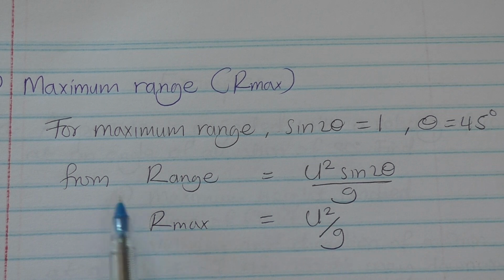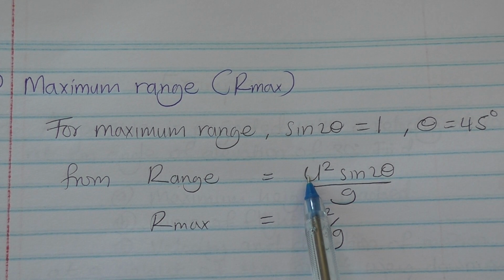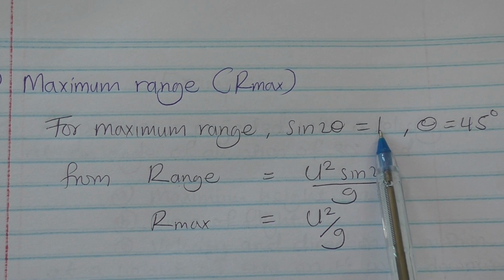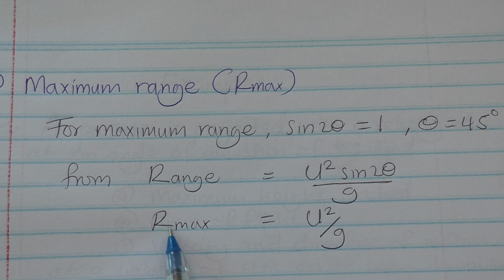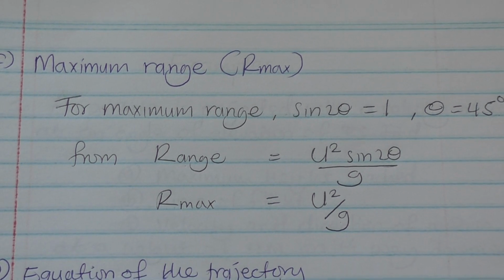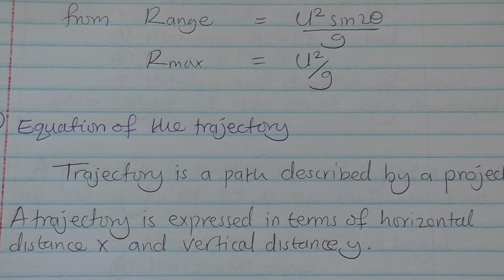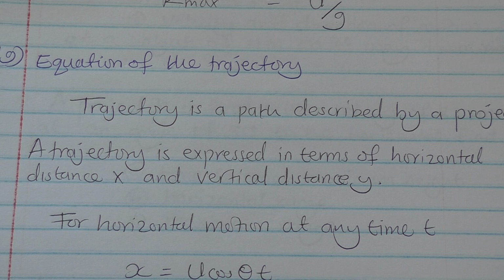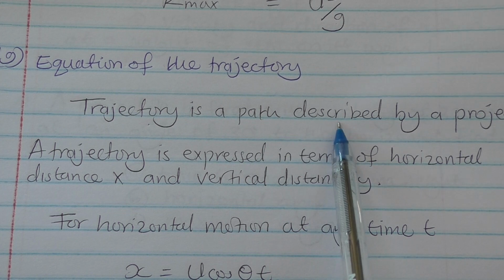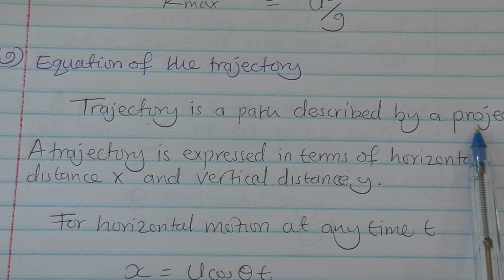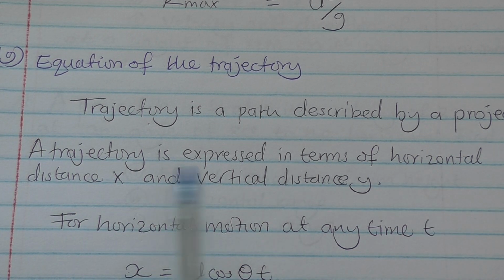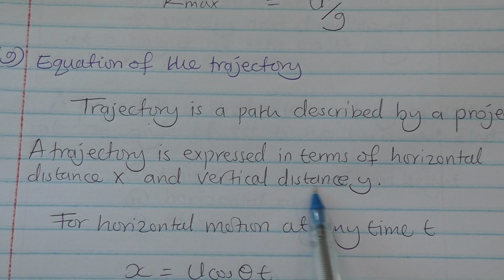So, from the formula for range, which is u squared sine 2 theta over g, when we substitute for sine 2 theta with a 1, we shall get our maximum range as u squared over g. So that is the formula for maximum range. Then lastly, this is the formula for the trajectory. Trajectory is defined as the path described by a projectile. And the trajectory is expressed in terms of the horizontal distance, x, and vertical distance, y.